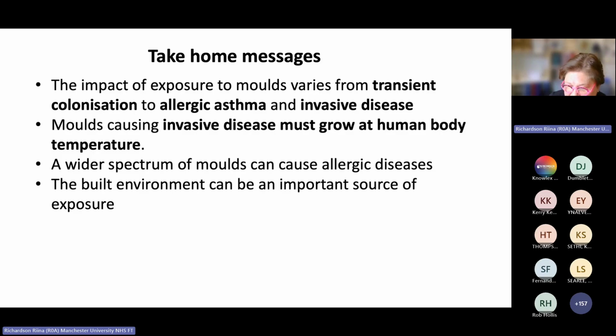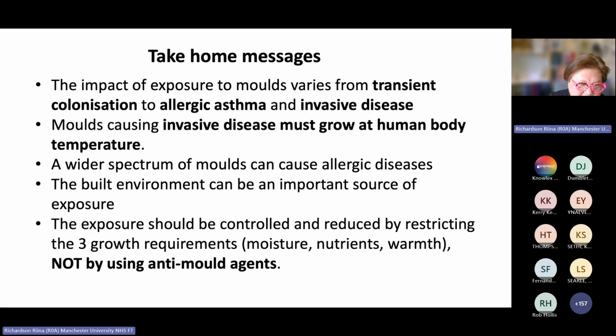It's not the preferred environment for molds to grow on, but if we really give them enough dust and building materials that favor their growth, and moisture and warmth, they will find their way. But the key is that the exposure should be controlled and reduced by restricting the growth requirements: moisture, nutrients, and warmth, and not by using anti-mold agents that will only lead to resistant species dominating and potential further risks.